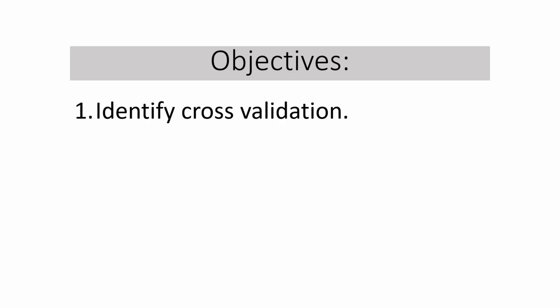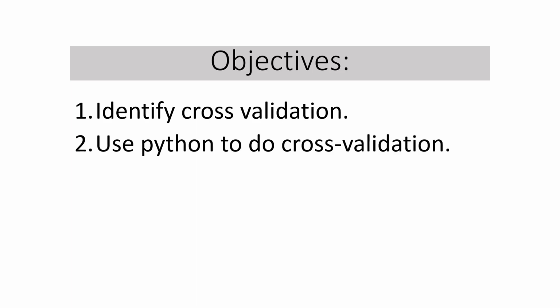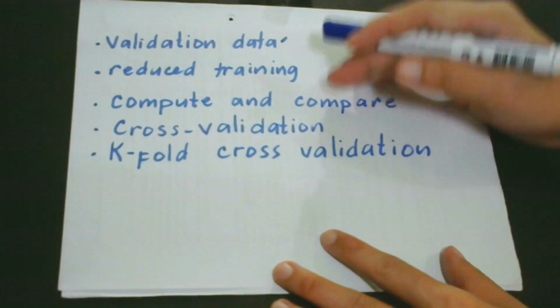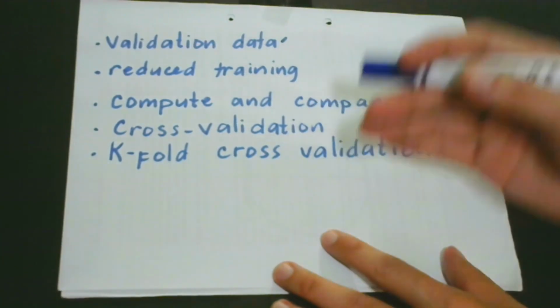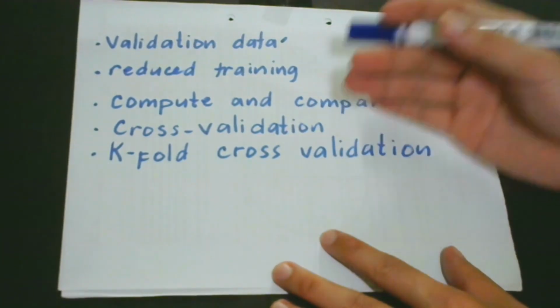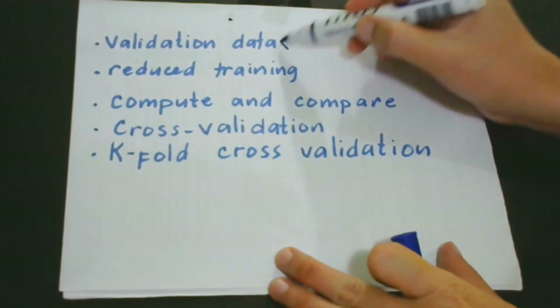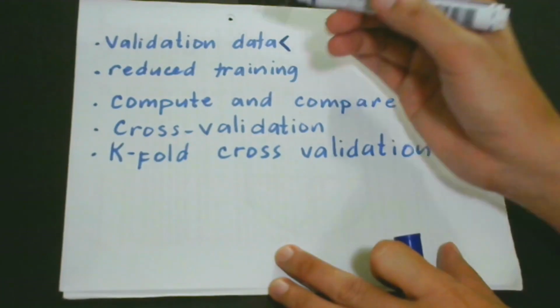At the end of the lesson, you are expected to identify cross-validation, use Python to do cross-validation, and appreciate the significance of cross-validation in machine learning. If we would like to test the predictive performance of our model, it is always necessary to use validation data. But then the question is, where are we going to get our validation data?